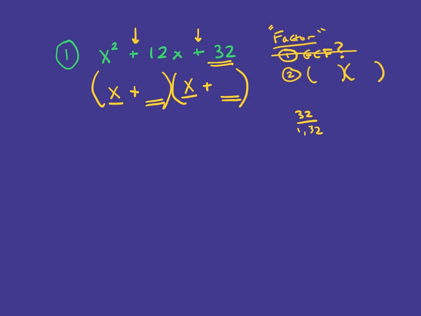So 1 and 32, 2 and 16, 3 doesn't go in, 4 and 8, 5 doesn't go into 32, 6 doesn't go into 32, 7 doesn't, and then we're back up to 8. So this is a whole list. And what we want to do is find a pair that adds to 12. And you'll only do this if the number in front of x squared is 1. But we're looking for two numbers here that multiply to be 32 and add to 12. So you can go ahead and put in 4 and 8. And that's it.